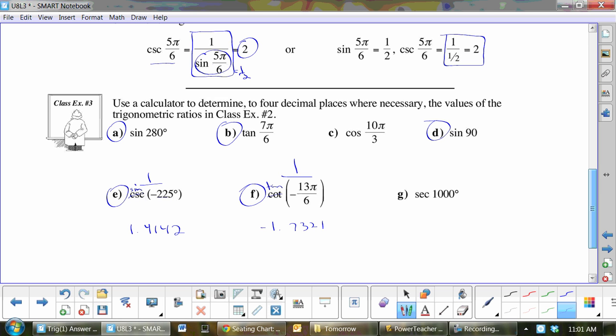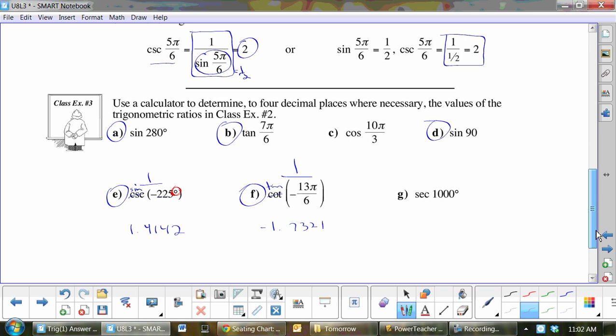Okay, so we got a few problems there. All you do is 1 divided by sine negative 225. Maybe you're in the wrong mode. Have you been switching back and forth your modes? Well, you should be in degree mode for E. Check this thingy right here. That tells you what mode you're supposed to be in.